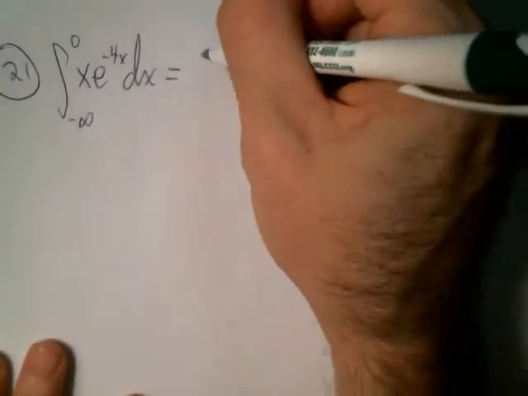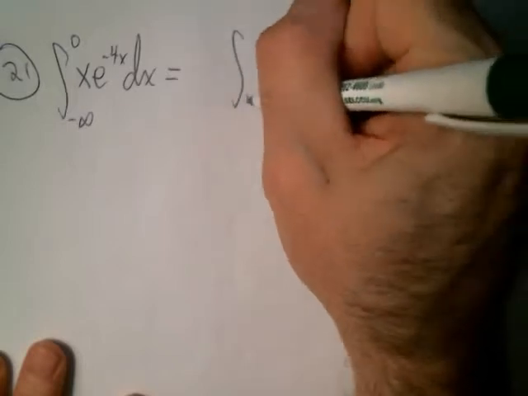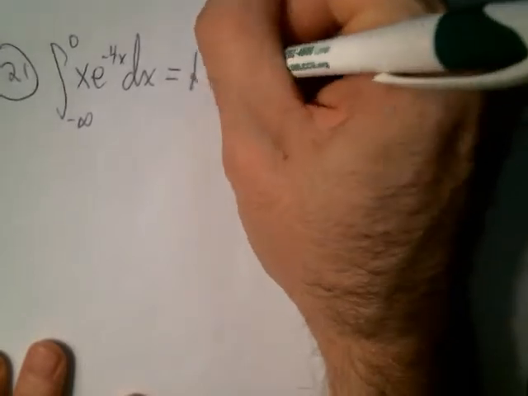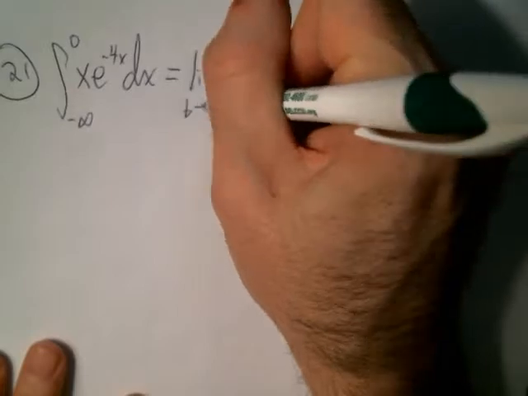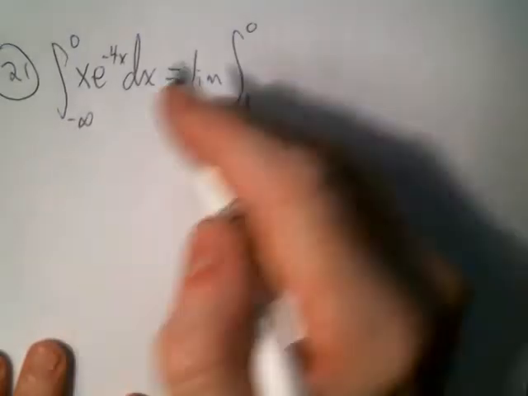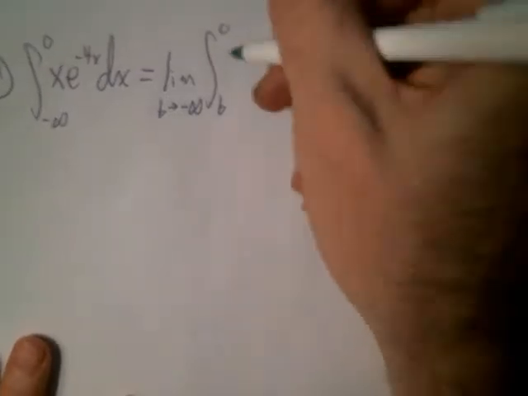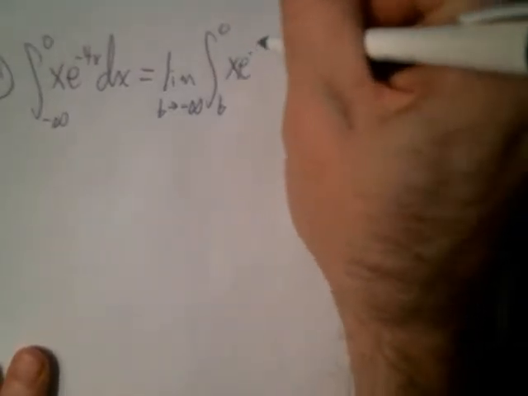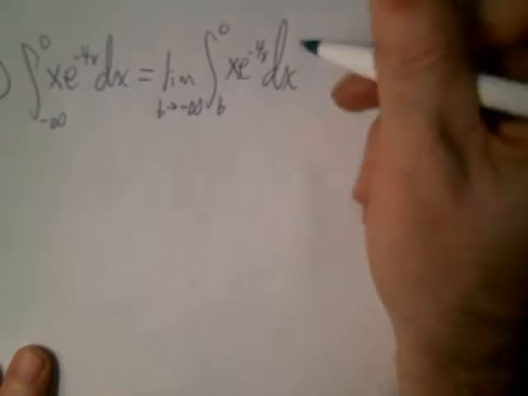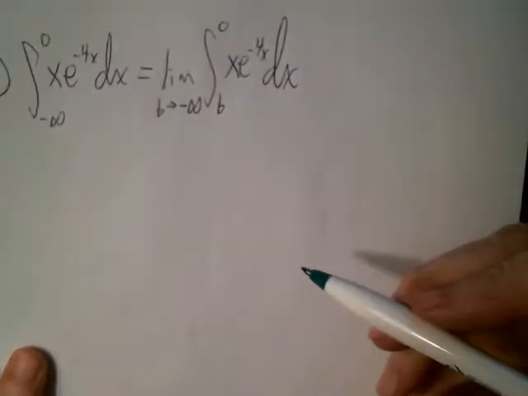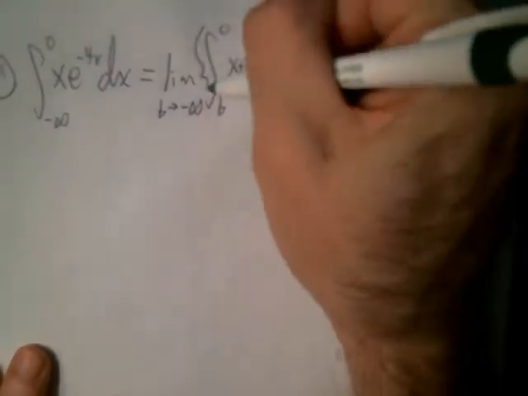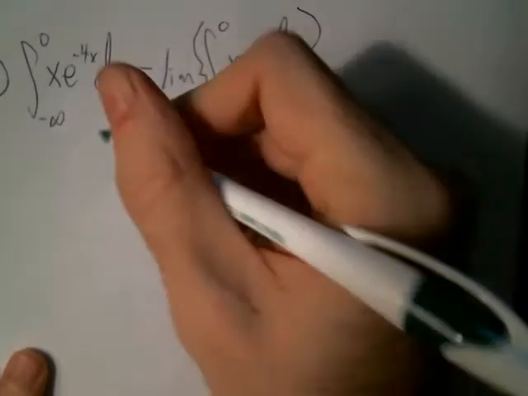So I need to replace that with a b. And then the limit as b goes towards whatever that thing was. So we're going towards negative infinity. And then we have our integral. Apparently we'll have to do by parts on that character. So I need to evaluate this integral. To do that, I need to do by parts.